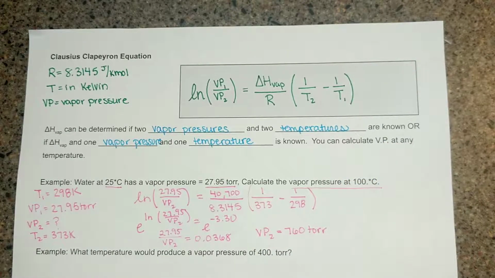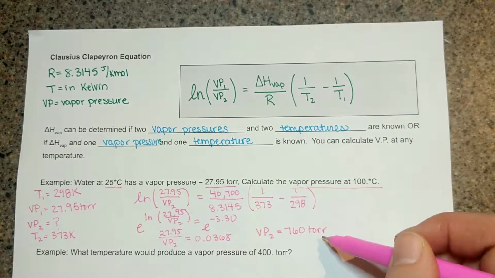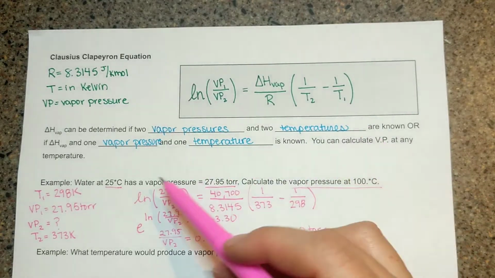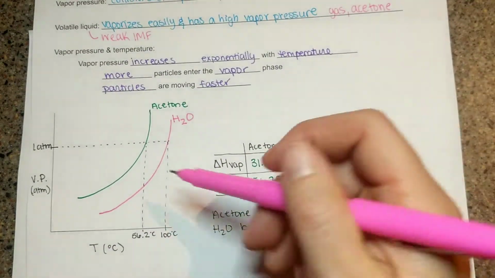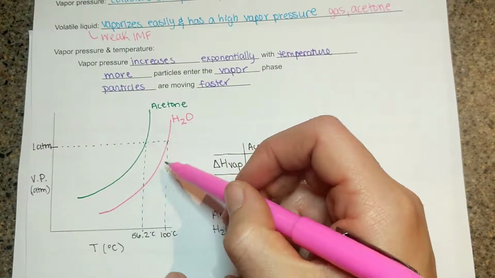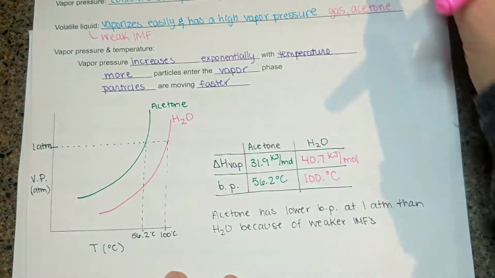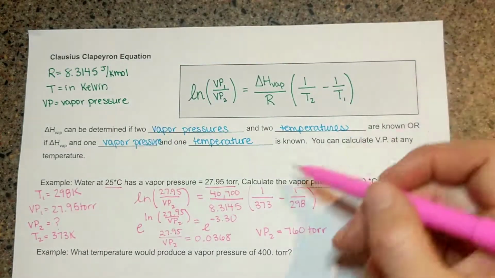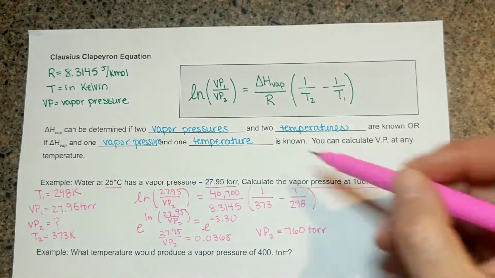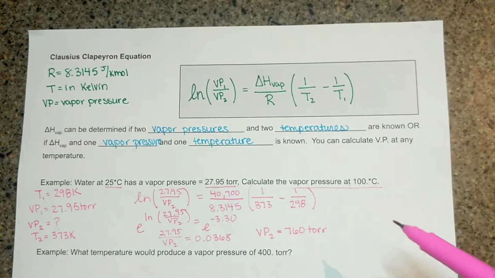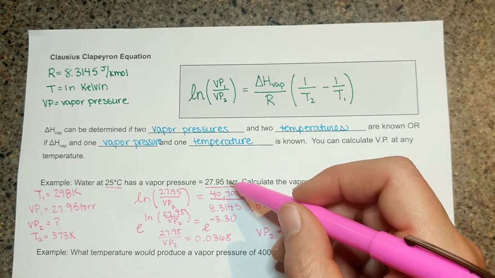Now I look at that value and it makes sense because I'm increasing my temperature, and I know that as I increase my temperature, my vapor pressure is also going to increase. So it makes sense that my vapor pressure is much higher, given that my temperature is 4 times as high as when I started, and it's an exponential equation, so it's much more than 4 times higher.